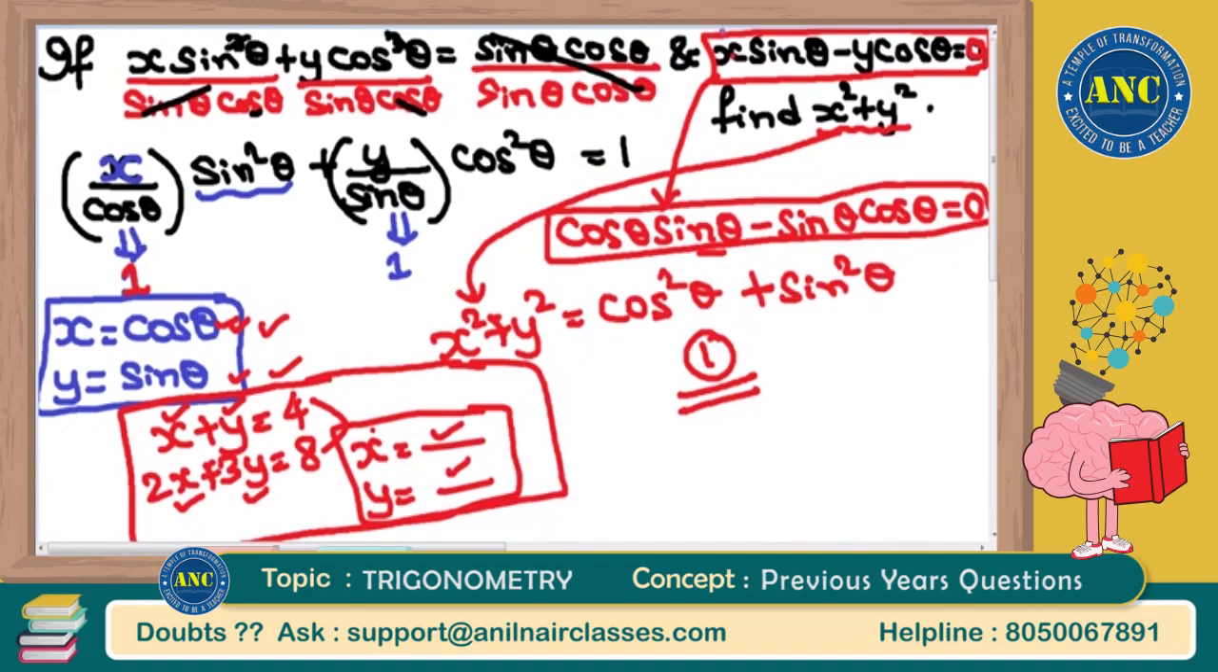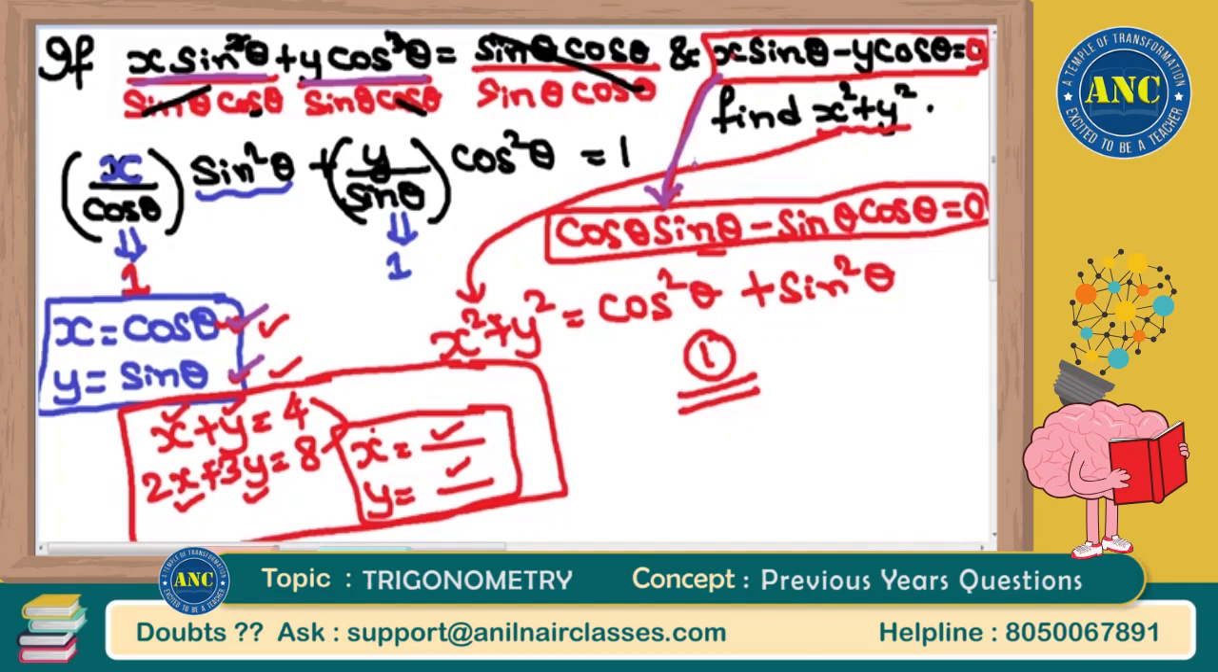Suppose, for example, think logically. Suppose answer options are given. Suppose x is cos theta and y is sin theta, which is what you got when you simplified the first equation. After simplifying the first equation, you substituted x equal to cos theta and y equal to sin theta in the second equation.